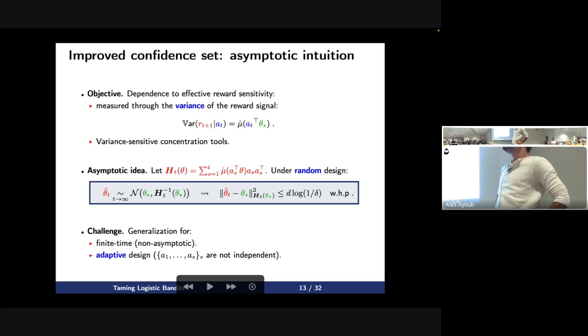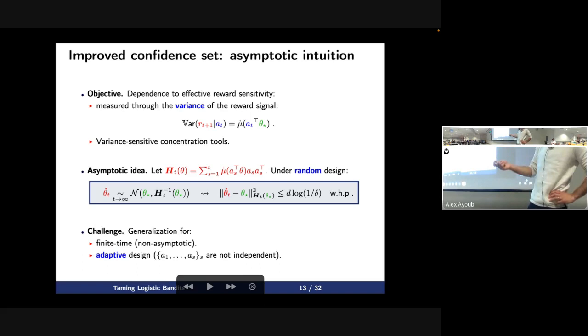Okay, and it's the quantity that is in red above the box. So it looks like the design matrix, but it's now re-weighted. All the outer products are re-weighted by the reward sensitivity, or something that connects to the variance of the reward at this specific point, in this action. So if you use the asymptotic normality plus a bit of chi-square concentration, you can get that the right confidence set or the right measure for the learning is the following one. So you should evaluate the deviation between the estimate and the true parameter in a norm that is weighted by the Hessian of the loss.